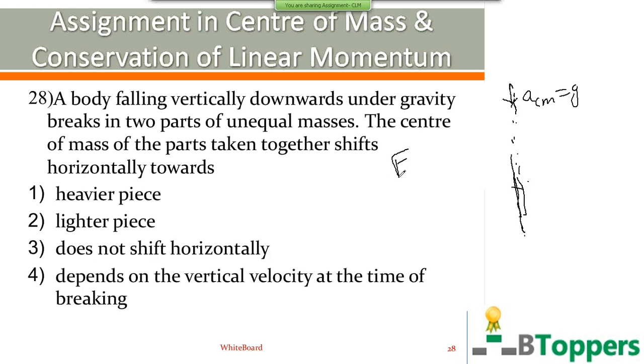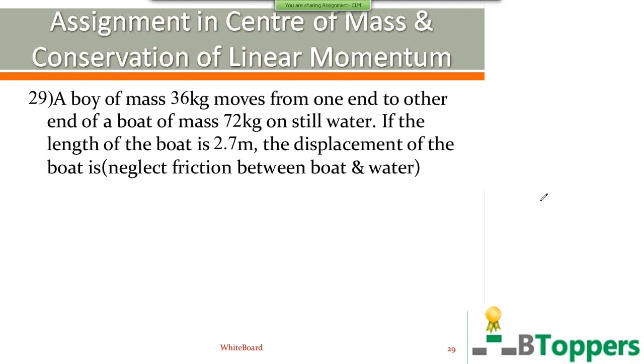The path followed by the center of mass of the system is only governed by the external force on the system. The external force on the system is the force of gravity, which is the same whether the body breaks up or does not break up. So the center of mass of the two parts moves vertically downwards with an acceleration equal to the acceleration due to gravity, irrespective of whether the body explodes or doesn't. That means the center of mass moves vertically downwards and does not shift horizontally. So the third option is the answer. For question number 28, the third option is the answer. See the next question, question number 29.